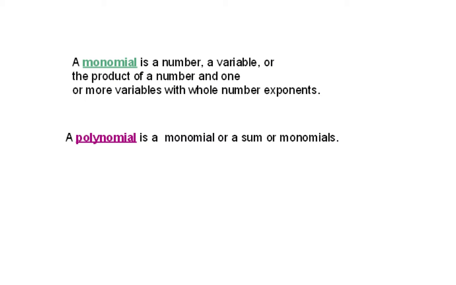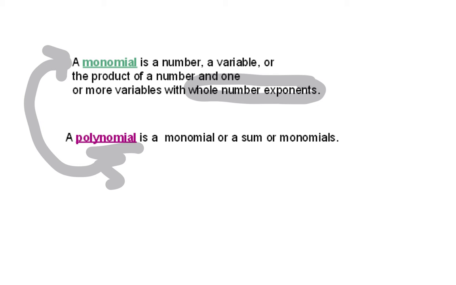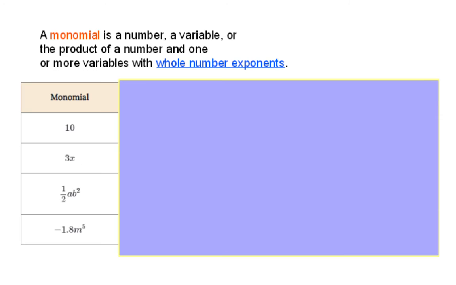A monomial is a number, a variable, or the product of a number and one or more variables with whole number exponents. And that's a lot of words. The key there is the idea of whole number exponents. A polynomial is when we put a bunch of monomials together, and you recognize those prefixes: mono meaning one, poly meaning many.